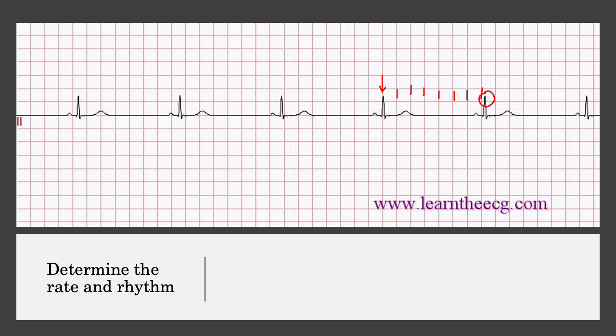Do I have a P before every QRS, and do I have a QRS after every P? Yes, I do. Do I have any unexpected pauses or dropped beats? No, we do not. So this is sinus bradycardia. You can also see this is lead 2, and so my P wave is upright throughout. And so I'm fairly confident that this is sinus bradycardia. That is the name of my rhythm. Okay.